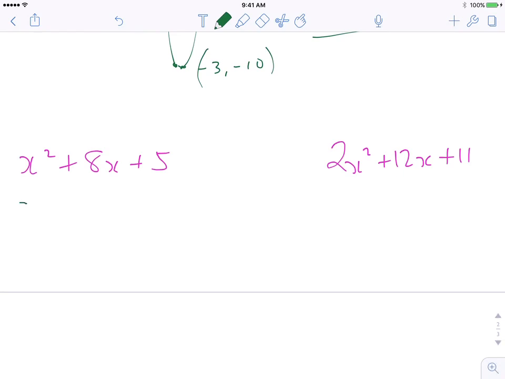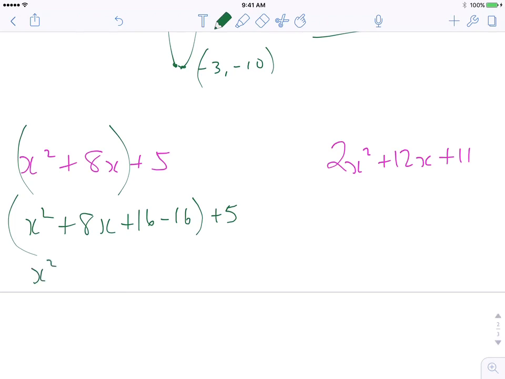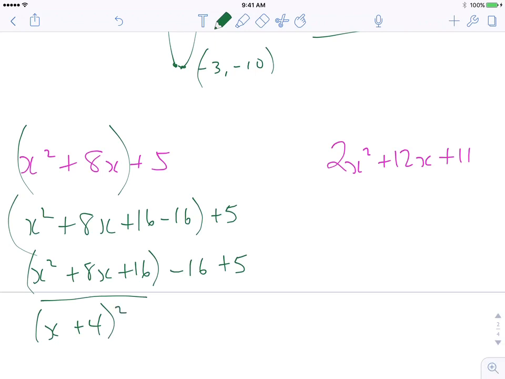So again, we want to group the first two terms: x squared plus 8x. We're going to take half the value of 8, which is 4. We're going to square that, which is 16. We're going to add it and subtract 16, and then we have plus 5. Then we're going to keep our x squared plus 8x plus 16. We don't need the negative 16, so we boot it out and put it over here. And we're going to factor our perfect square trinomial, and that's x plus 4 squared. And then negative 16 plus 5 is negative 11.